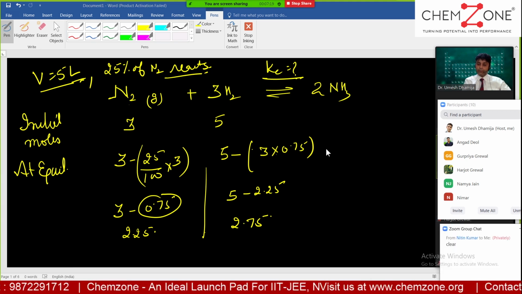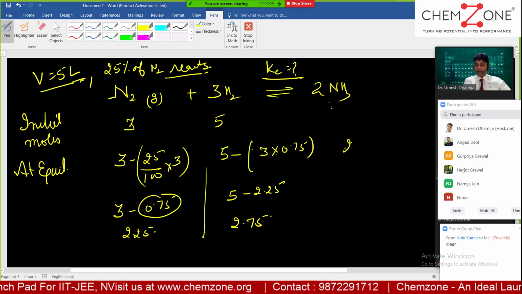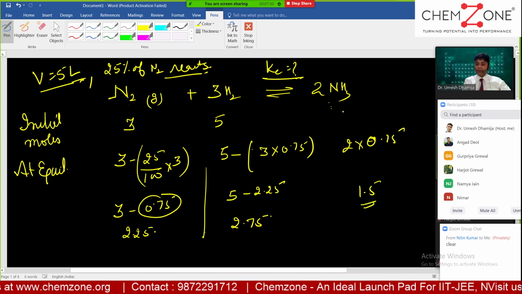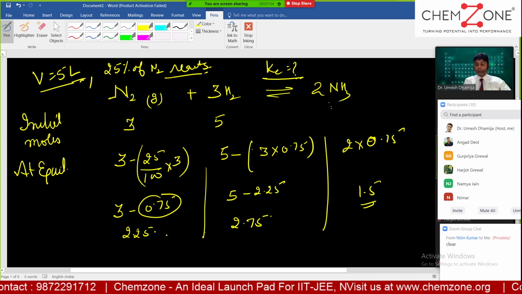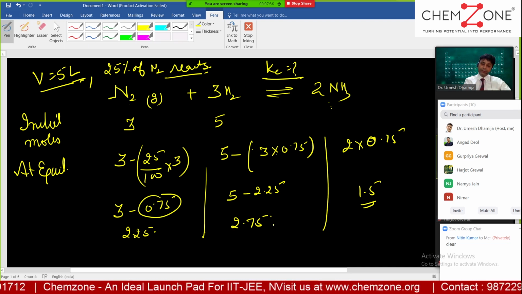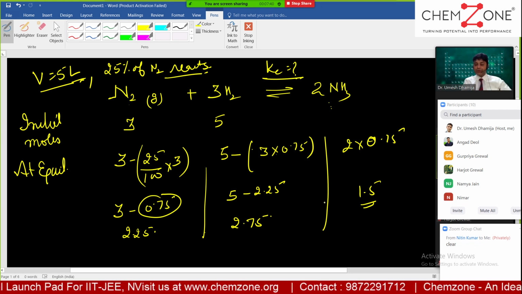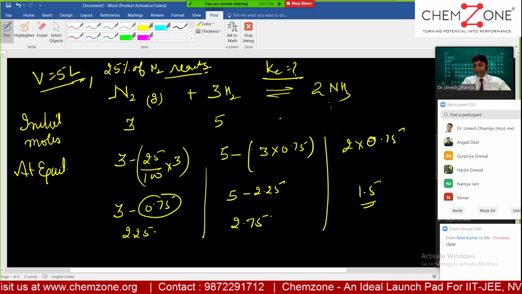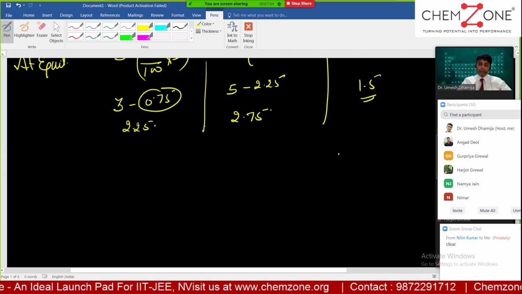Am I clear? Now 2x, means x is now 0.75, so 2 into 0.75, that is 1.5 mole of ammonia will be formed here. At the stage of equilibrium, I have now 2.25 mole of nitrogen and 2.75 mole of hydrogen and 1.5 mole of ammonia. Is this calculation clear? Because this is the only chemistry that we have to use. After that, that calculation will be very, very easy. Only mathematics will remain.